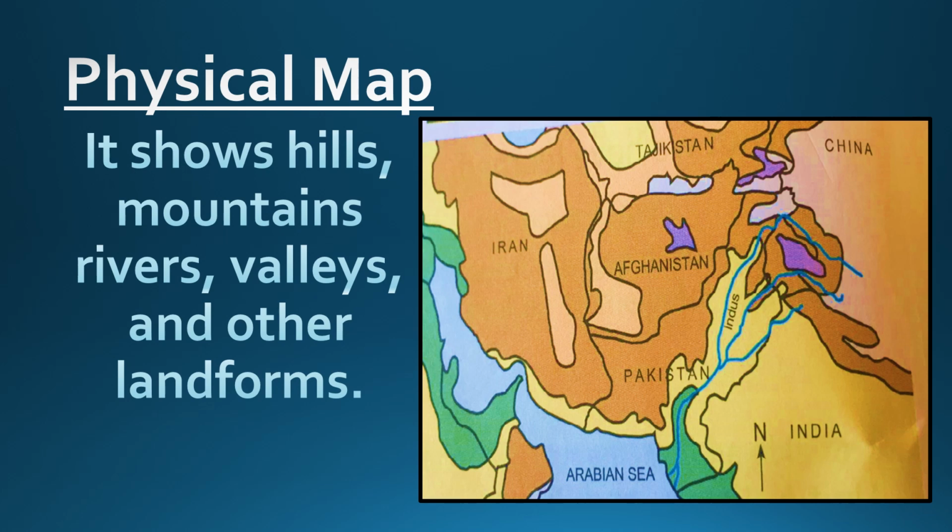Physical map. A physical map shows hills, mountains, rivers, valleys, and other landforms. In this picture, you can see Indus River and other landforms. So this is a physical map.